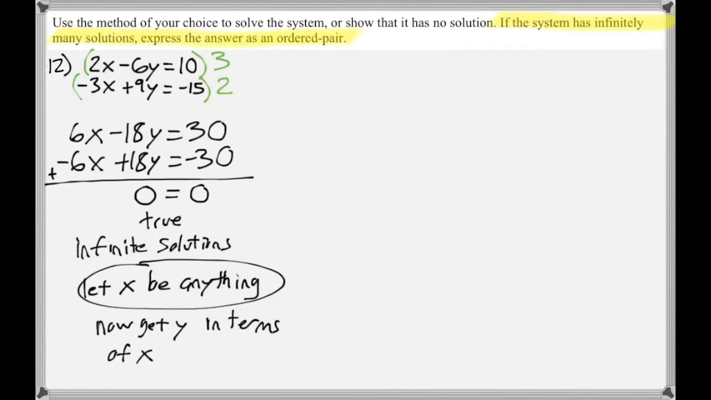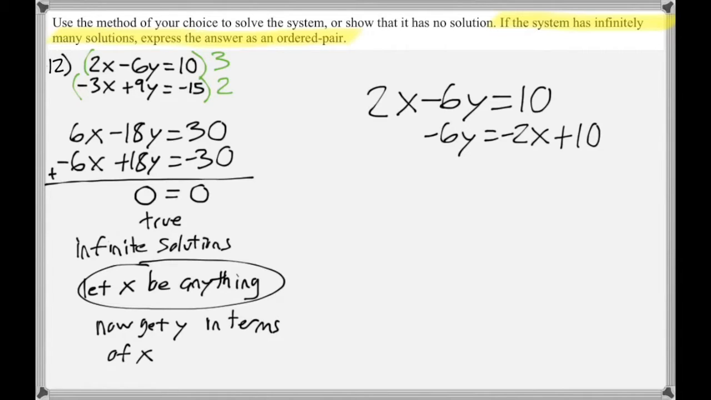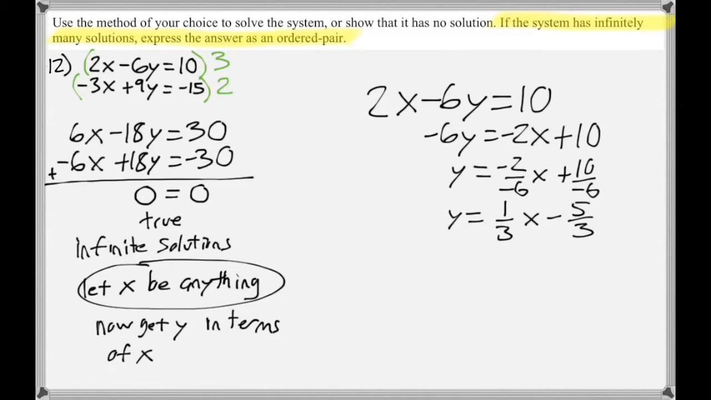So I'm going to start with this equation, and I'm going to get y in terms of x. So I want to subtract 2x and then divide by -6. And then reduce. So I have y is equal to 1/3 x minus 5/3.